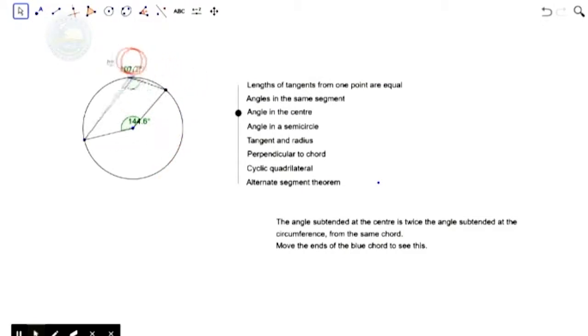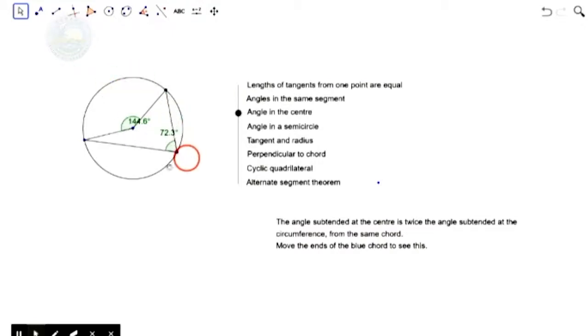So if we were to bring this over here, you realize that 107.7 is not a half of 144.6. However, this is the angle on the inside, which means that we should be measuring the angle on the outside. Now, the angle on the outside will be 360 minus 144.6, which is 215.4. And if we were to halve 215.4, we will get our 107.7. The rule didn't change, but we must remember which angles we are measuring.